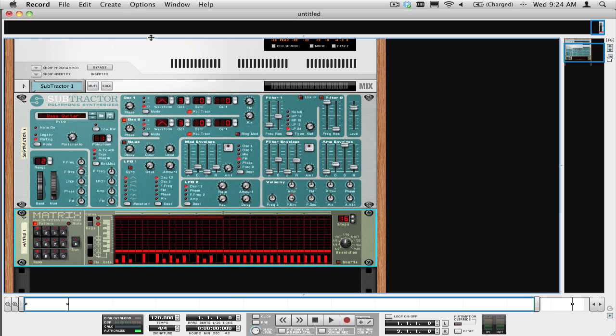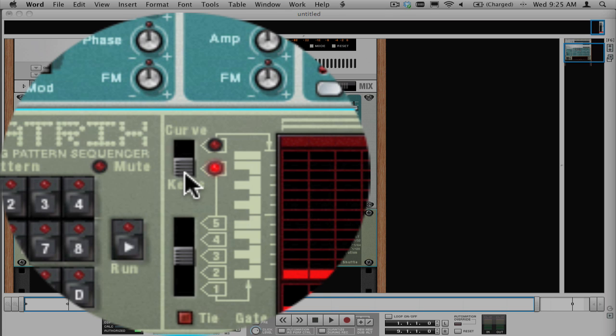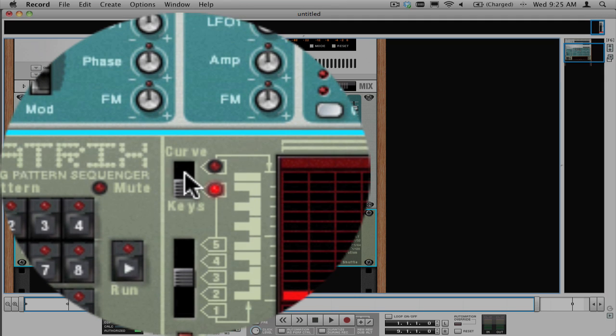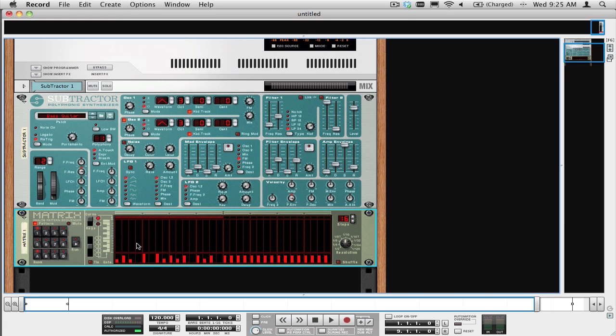Now let's use the curved CV output of that same matrix to modify some parameters of this subtractor sound. Switch the matrix to curve mode instead of keys by moving this switch here. Next, let's draw in some values for the steps. Just so you know what you're doing, think of each step as its own slider or knob, or dimmer in the case of our light bulb analogy, with its own value.